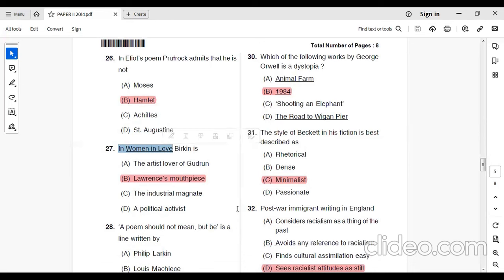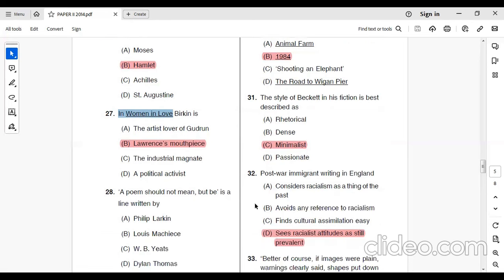In Women in Love, who is Birkin? So Birkin is Lawrence's mouthpiece. Rupert Birkin is a fictional character in D.H. Lawrence's famous novel Women in Love, which was published in 1920. And Rupert Birkin, who is he? He's an introspective school inspector, a very sickly introspective school inspector in Women in Love. Women in Love is written by D.H. Lawrence, published in 1920. The highlighted ones are the answers.